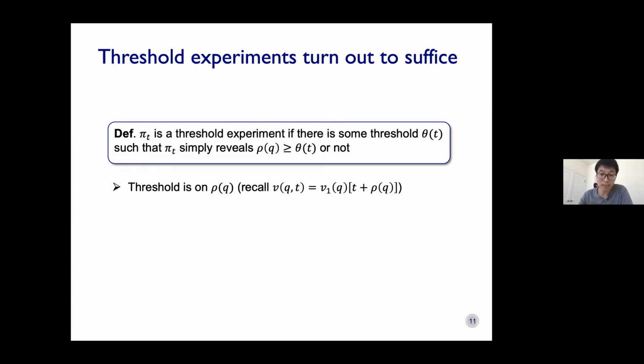And note that here the threshold is on ρ(q), not on the q itself, because q itself may not even be a number, because q is an arbitrary state of nature space. ρ(q) is a real number, and this is because of our linear utility function assumption, which depends on ρ(q).